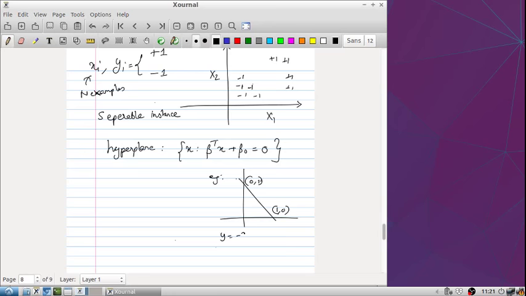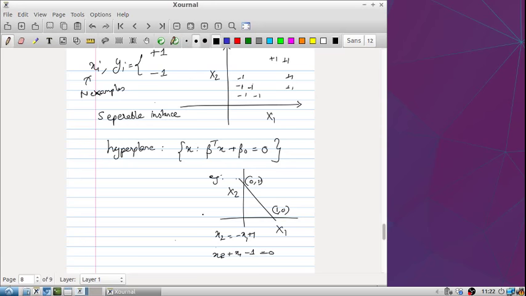Y is equal to -x plus 1. Yes. Since I'm using x1 and x2, I'm not going to use y. I'm going to use x2 is equal to minus x1 plus 1. Or basically x2 plus x1 minus 1 is equal to 0.